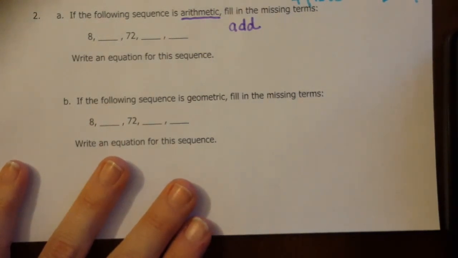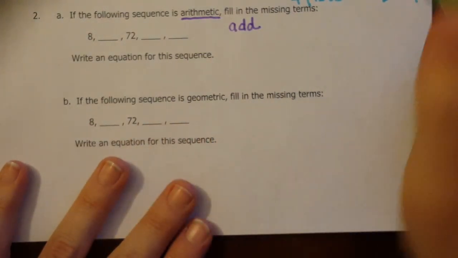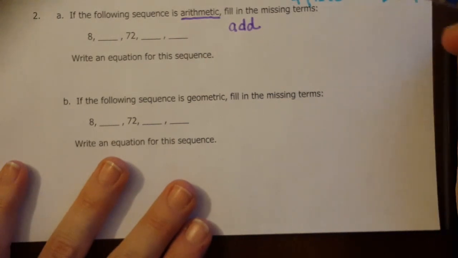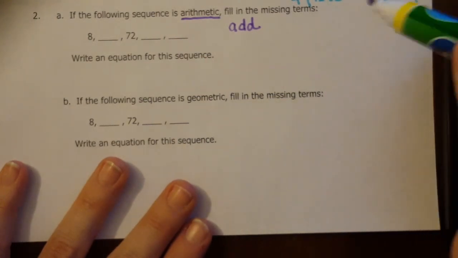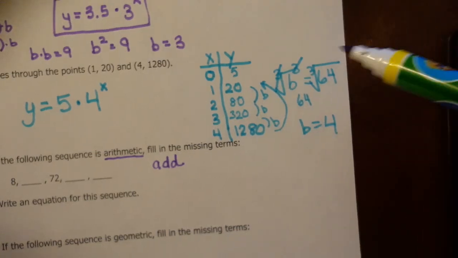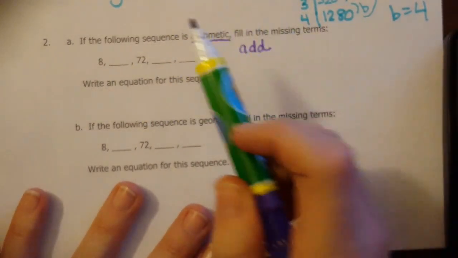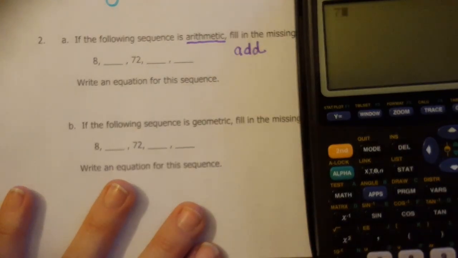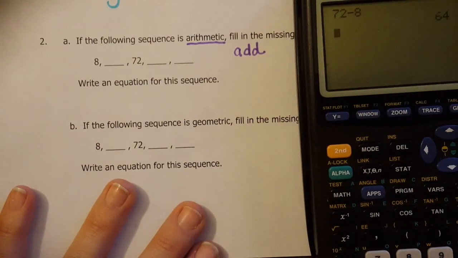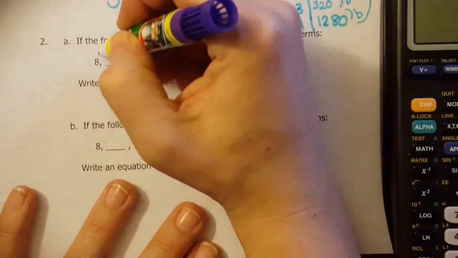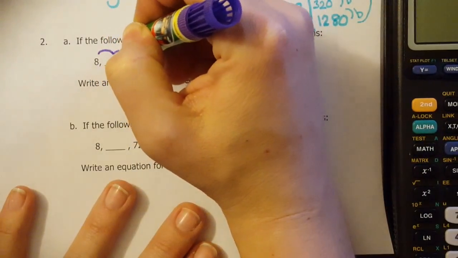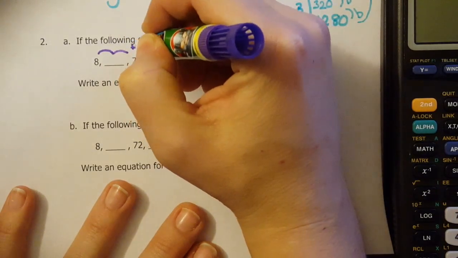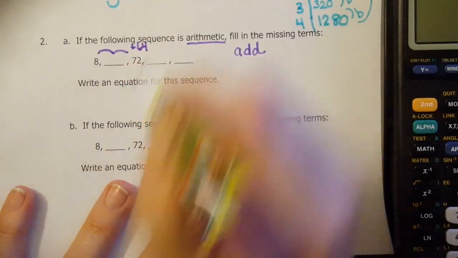So what I'm going to do is a strategy similar to what we did before, but before we were multiplying. When we're trying to find our multiplier, we divide. If we're trying to figure out what we're adding, we're going to subtract. So I'm going to take 72 and subtract 8, and I get 64. So between this one and this one, I have to add 64 total.